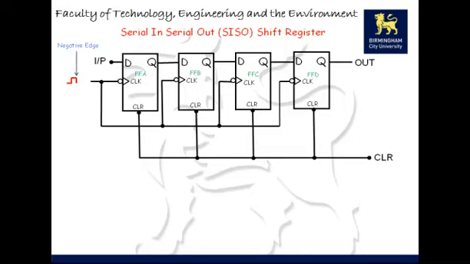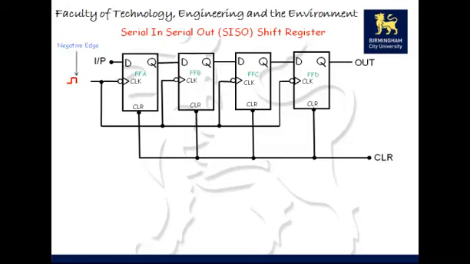Now, the first one is the serial in, serial out shift register, SISO register. What this is, the data is loaded in one bit at a time, serially, and the data is retrieved as well one bit at a time. Now, you can see the flip-flops there. Q's are connected to D's. Clock is a synchronous connection. It's a negative edge triggered flip-flop.